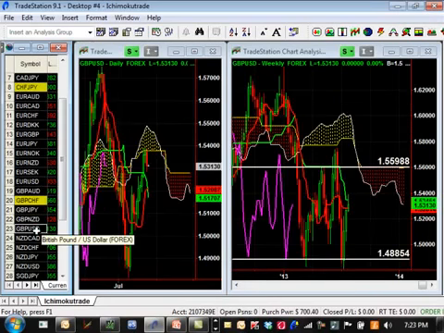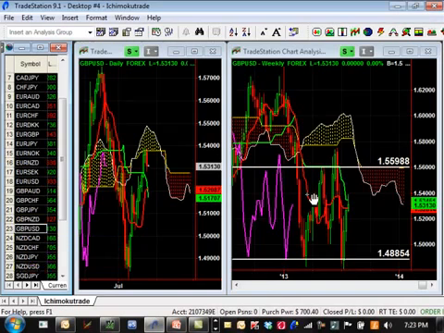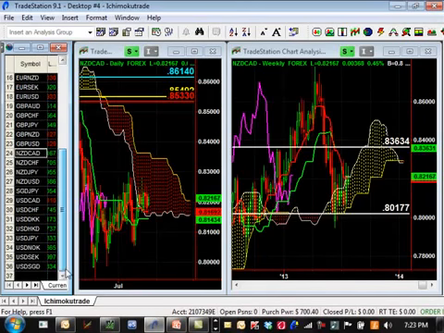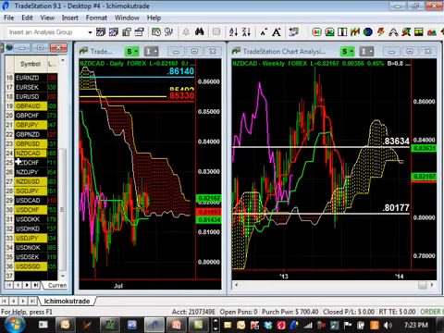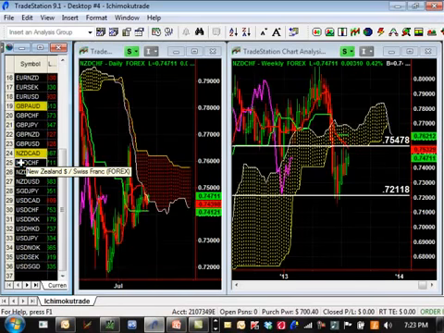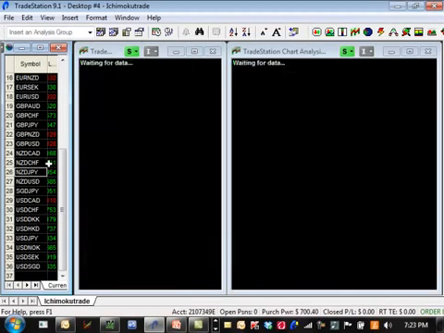Pound USD, really not doing anything now except consolidating. Had a little downward move here between 48.85 and 55.98. New Zealand CAD, really not doing anything here except ranging between 80.17 and 83.63. New Zealand Switzy, not doing anything except ranging between 72.11 and 75.47.